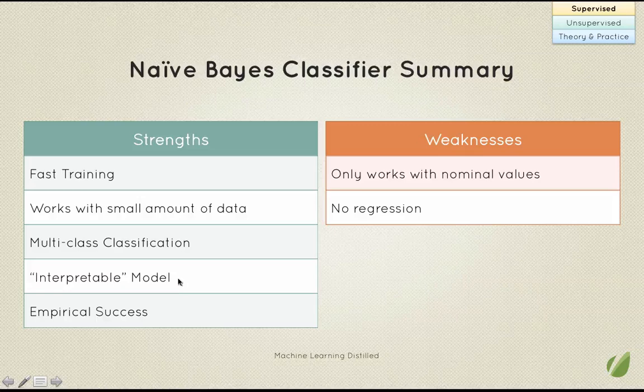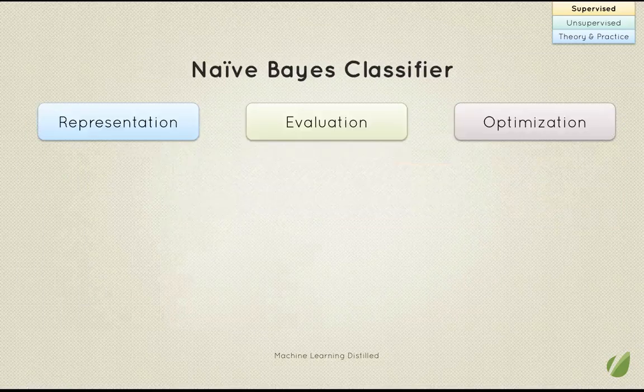Next, Naïve Bayes is interpretable. That is, the result is a probability, which we can understand, and we can understand why we got it. And lastly, and this is perhaps the most important, it's shown itself to be an empirical success. It often works surprisingly well, even though the assumption is naive. In terms of weaknesses, it only works with nominal values, meaning we can't have continuous values. We've always got to have categories. And secondly, it doesn't support regression. It just supports classification. As we sum up, let's consider the representation, evaluation, and optimization for Naïve Bayes.